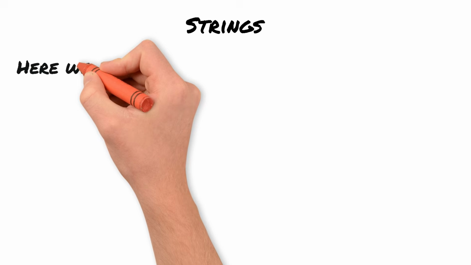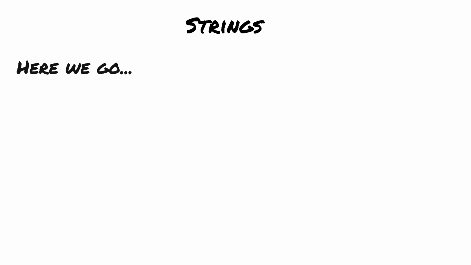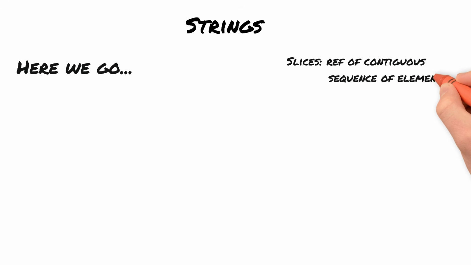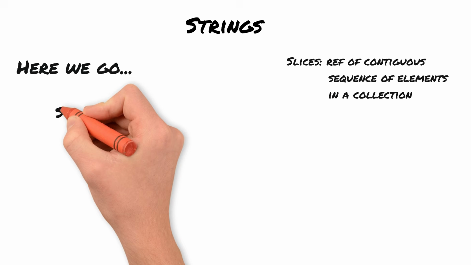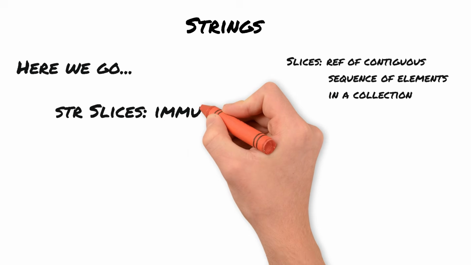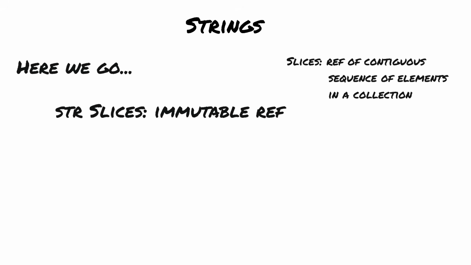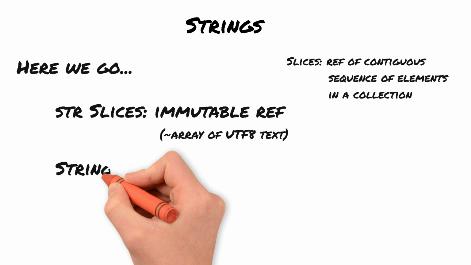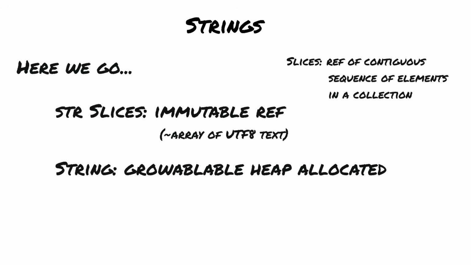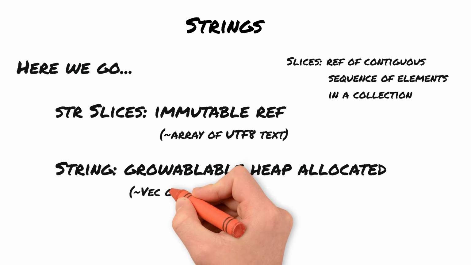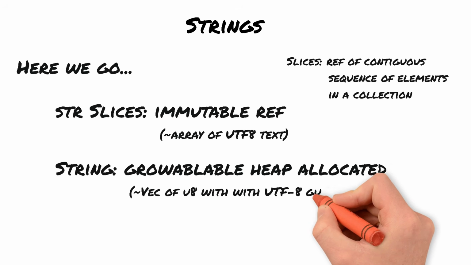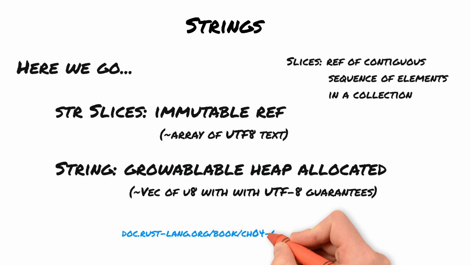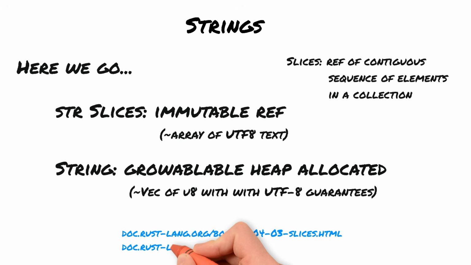And then there's strings. And oh boy, Rust does not hold your hand. Note that a slice refers to a contiguous sequence of elements in a collection. First, we have string slices, which is an immutable reference to text, sort of like an array of UTF-8 text. Then we have string, which is a growable and heap allocated collection, sort of like a vec of u8 bytes with UTF-8 guarantees. Note that you can convert between the two with to_string and as_str.